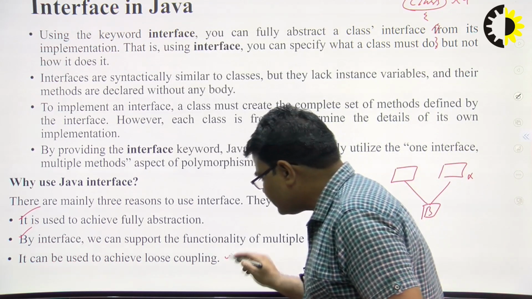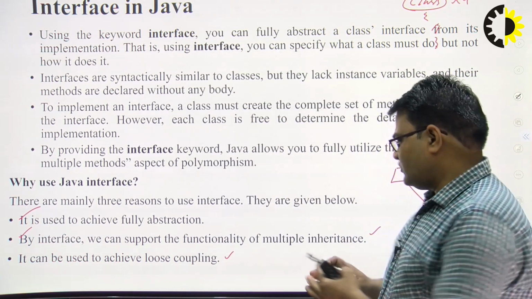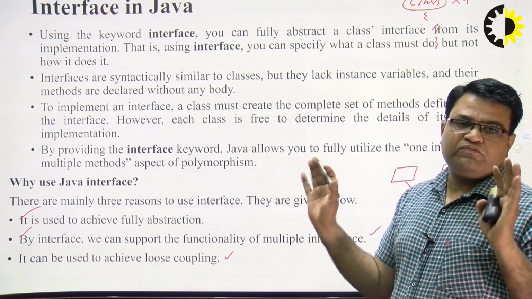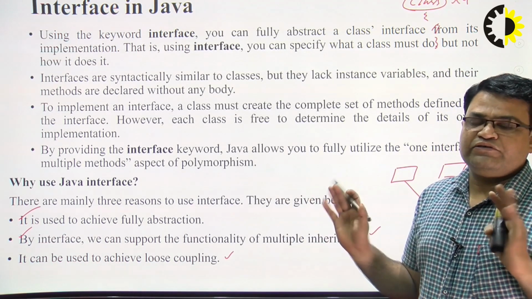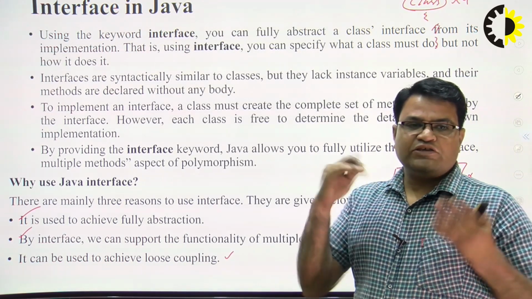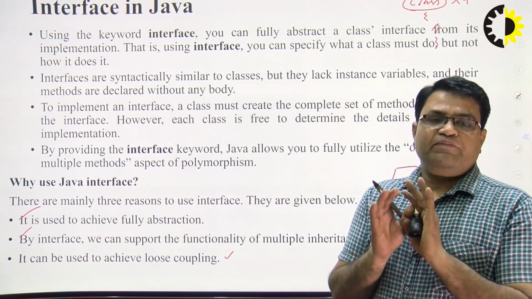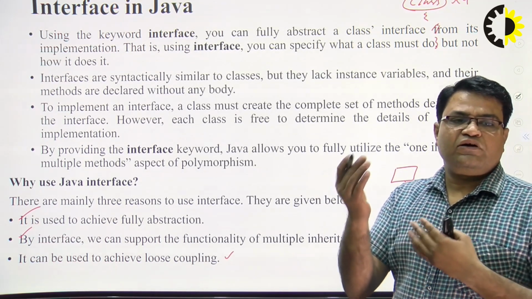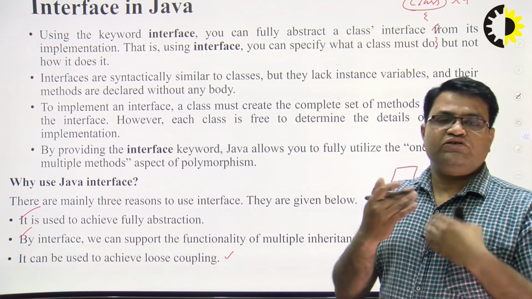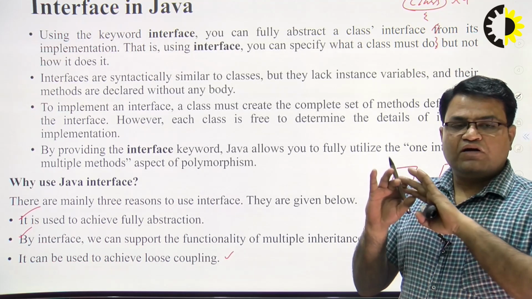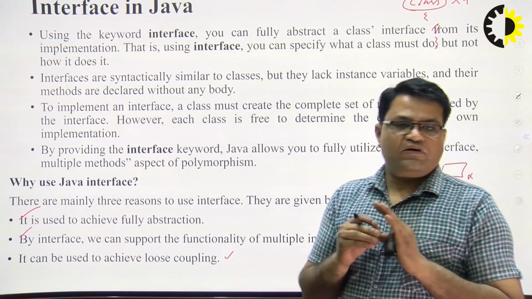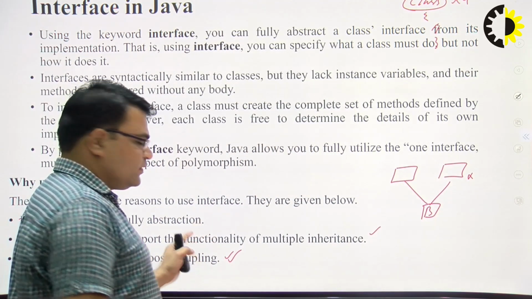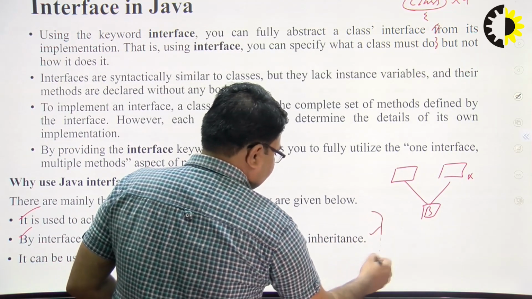And the third one is loose coupling. That means there are two classes that are implementing a particular interface. These two classes work independently with that particular interface. One class has its own implementation, the second class has its own implementation. There is no dependency between the two classes. How one class implements the interface, how much code, how the logic is implemented, is unknown to the second class. So the two classes work independently. This is loose coupling. So there are three aspects for which we use interface.